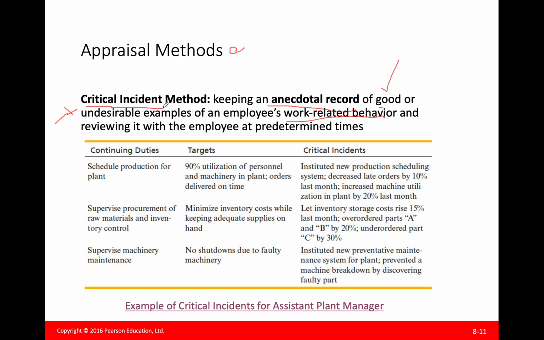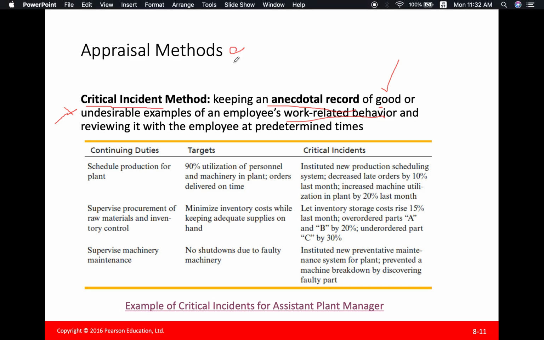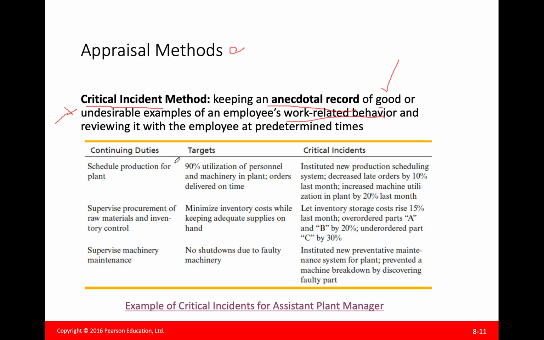So this is about this. So you okay so far with this method? Yes, guys? No one say anything, so it will be a yes, right?